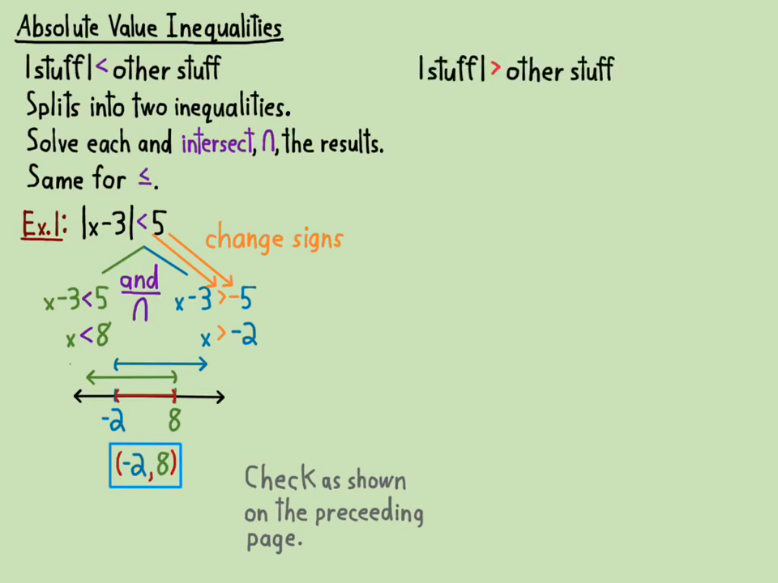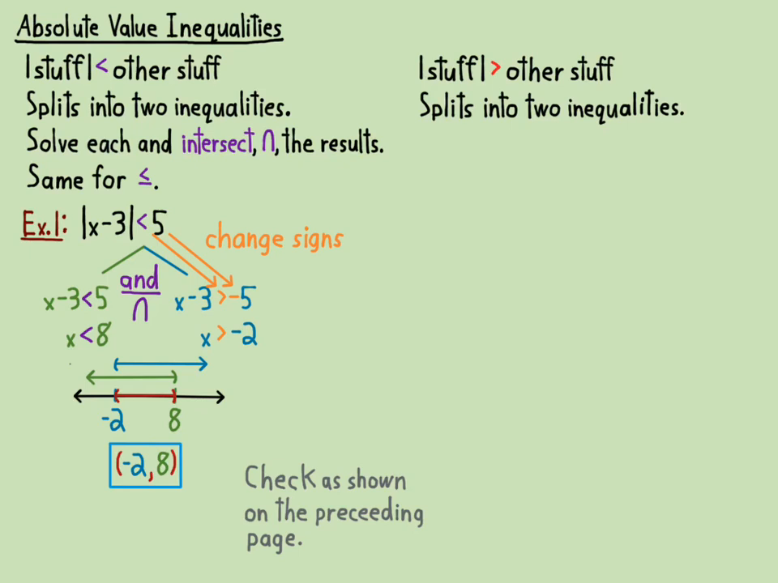Now this is the other one. Absolute value stuff greater than the other stuff. The inequalities go in the opposite direction, see? The absolute value less than the other stuff. The absolute value greater than the other stuff. These are or problems, these are and problems. You intersect when you get down here. These are or problems. You'll get two inequalities and you'll union them. So it's very important to know the difference between these two and not forget.